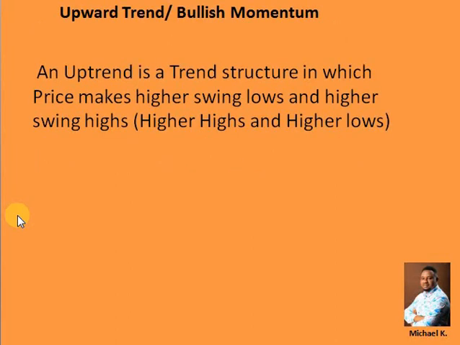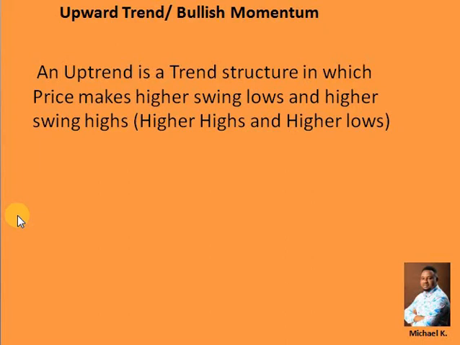The upward trend or the bullish momentum. An upward trend is a trend structure in which price makes higher swing lows and higher swing highs. I remember in the introductory courses, I introduced the swing lows and the swing highs to you. I told you that the swing points are points on the price chart where price turns. They are the turning points.